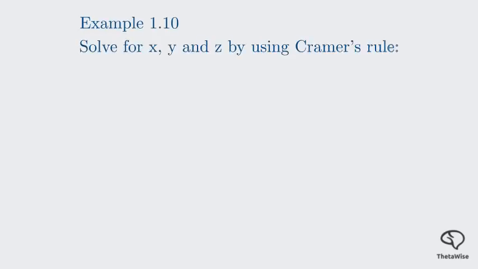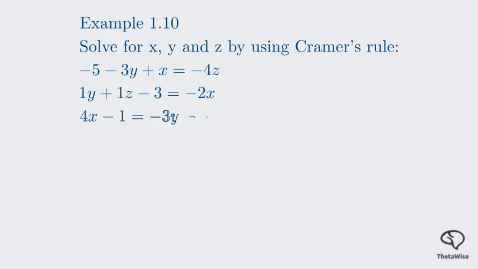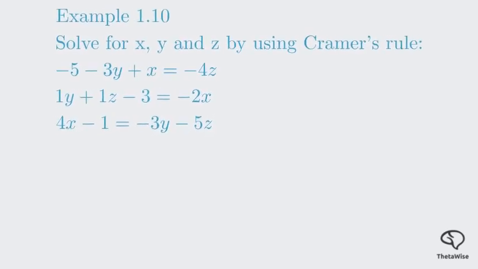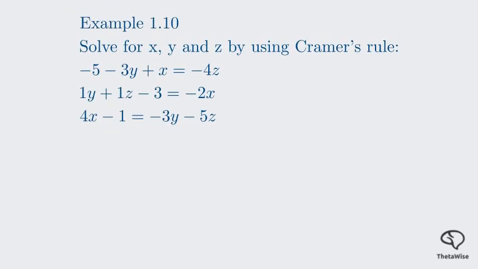The system of equations is -5 minus 3y plus x equals -4z. The second equation is 1y plus 1z, minus 3 equals -2x. And the third equation is 4x minus 1 equals -3 minus 5z. As you can see, these equations are not in standard form. So our first task is to rearrange them.